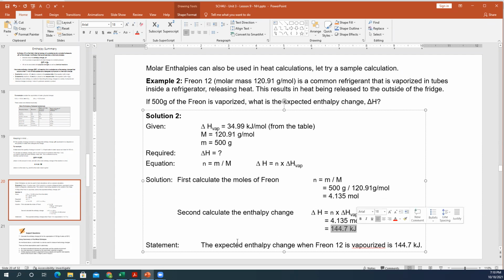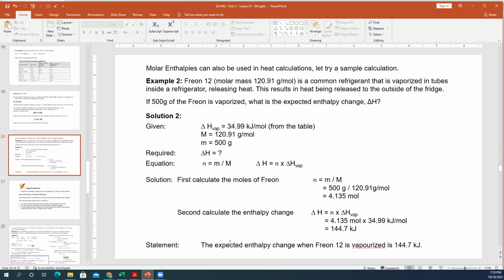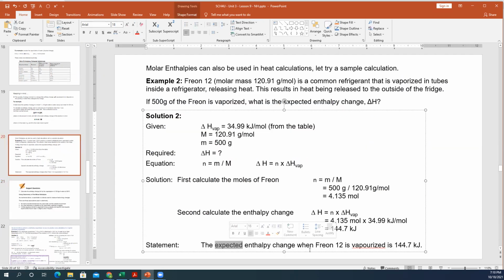144.7 kilojoules. So then we write our expected statement that the expected enthalpy change when 500 grams of Freon 12 is vaporized is 144.7 kilojoules.